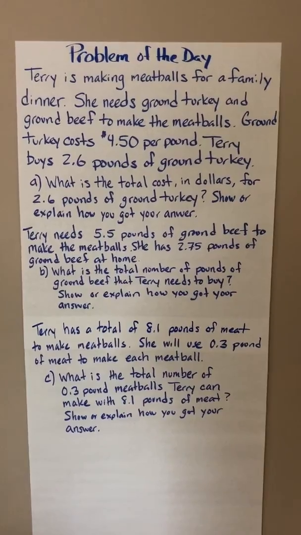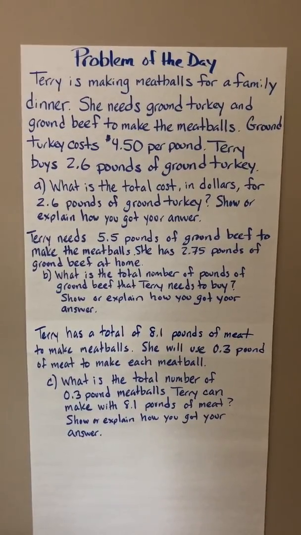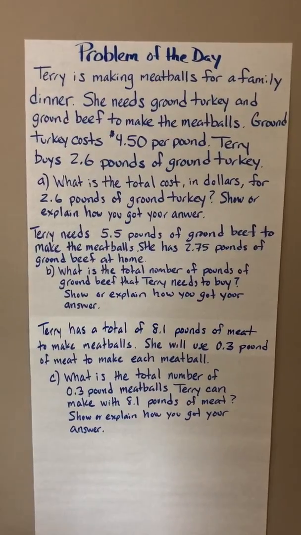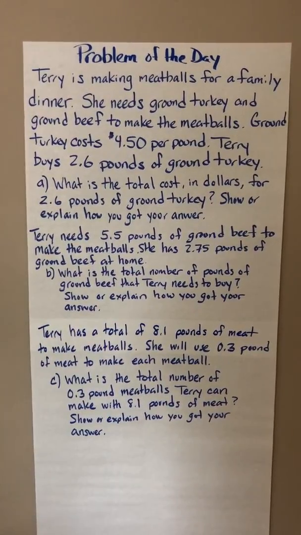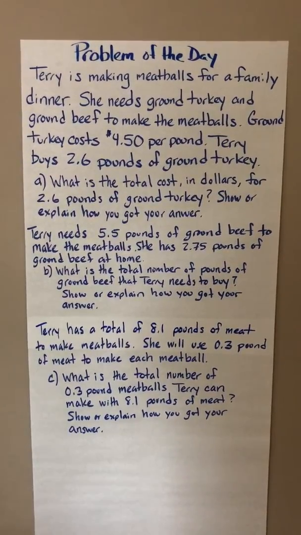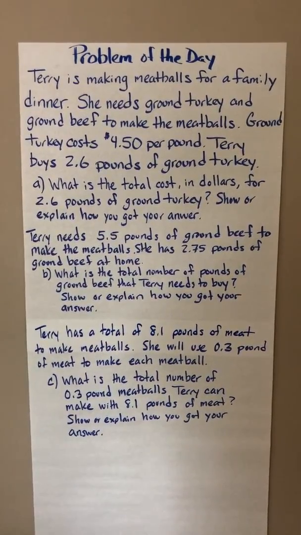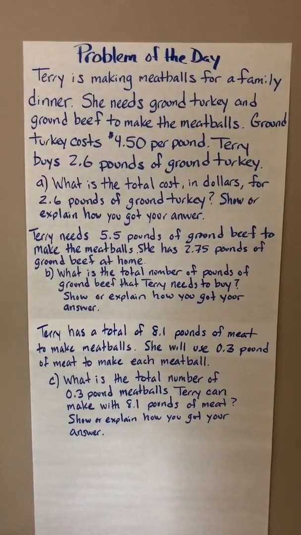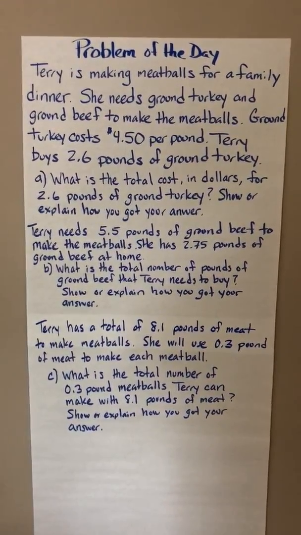I'm going to be sharing with you the solution to the problem of the day from yesterday, March 24th. So remember, the problem of the day yesterday was Terry is making meatballs for a family dinner. She needs ground turkey and ground beef to make the meatballs. Ground turkey costs $4.50 per pound. Terry buys 2.6 pounds of ground turkey. Part A was what is the total cost in dollars for 2.6 pounds of ground turkey. Show or explain how you get your answer.